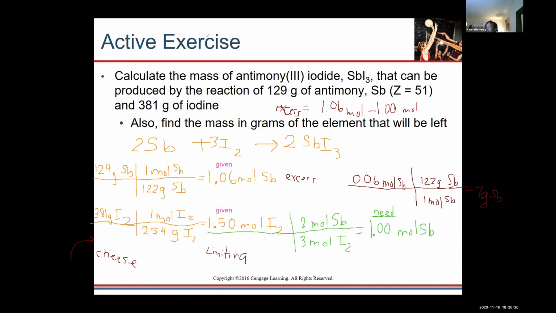Okay, so now since I know that this one's limiting, this is the one I'm going to use to calculate how much SbI3 I'm making, right? So I can come back to this number here, that 1.5 moles of I2. We know the mole-to-mole ratio of I2 to SbI3 is going to be the same as we have here. So it'll be 3 moles of I2 to 2 moles of SbI3. And how do I calculate the mass of SbI3?